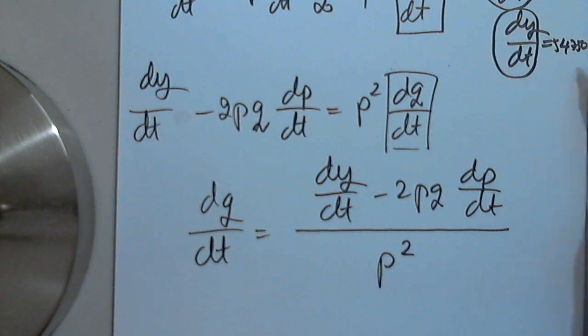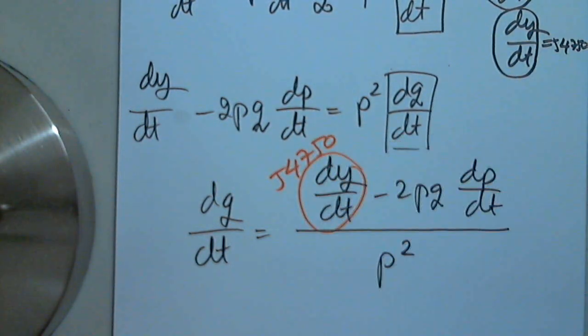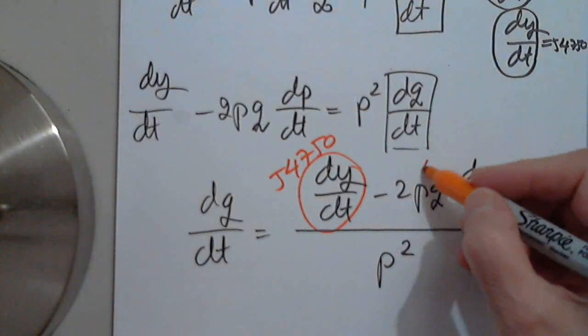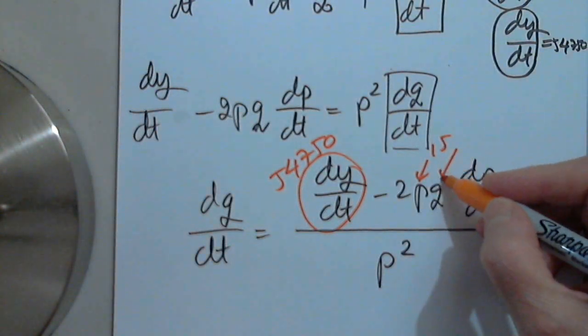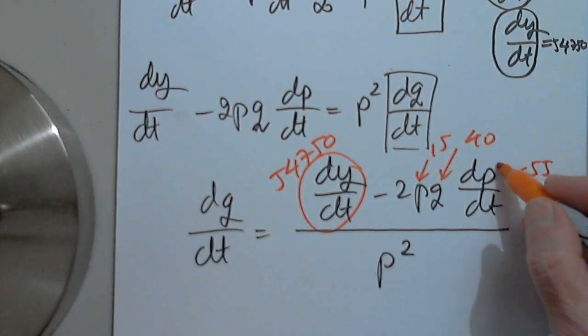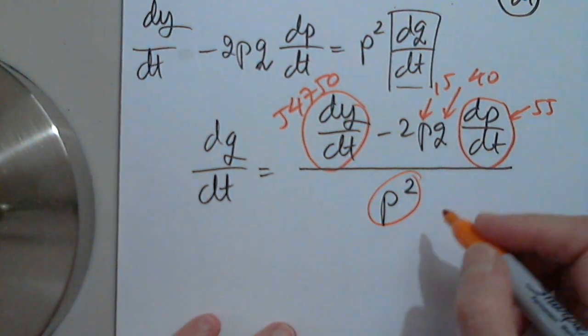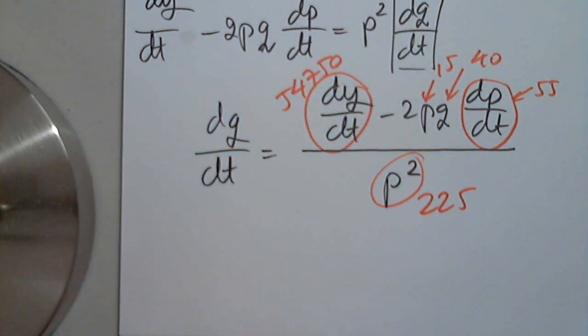So dy over dt is 54750. P is 15. Q is 40. dp over dt is 55. This is 55. And p squared is 15 squared, which is 225. I punch in all of them in the graphing calculator, and I get one number.